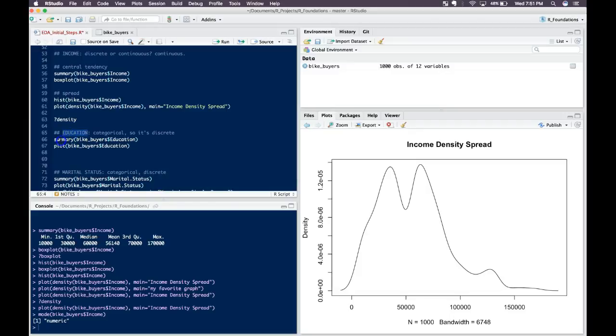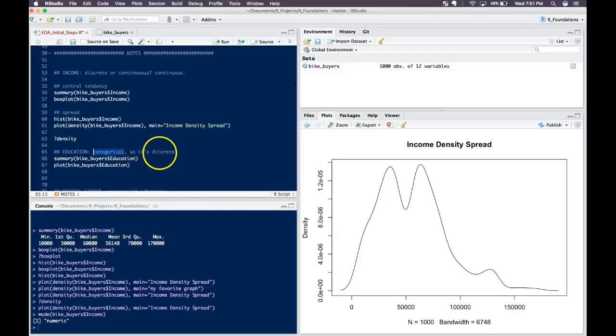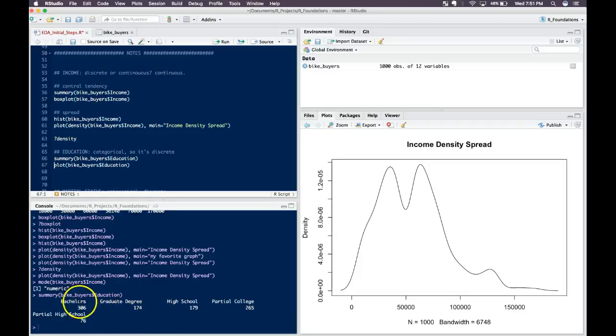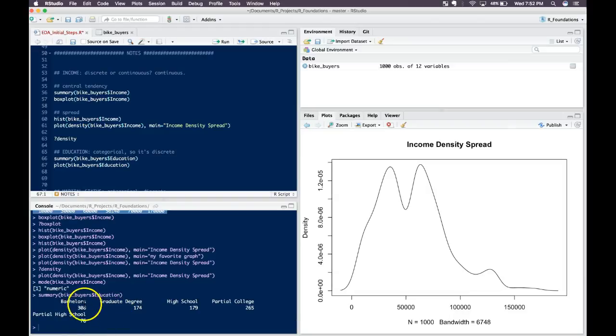So let's look at education. Same idea as we did up here. I'm just going to call summary, and this one we're just going to call plot. So education, as we discussed, is categorical, a discrete variable, so it's going to treat it differently. If we use summary, as you can tell, since it's categorical, it doesn't give you the min, the median, or the max, or anything like that. Instead, it gives you counts in the buckets, like this is how many are in this bucket.